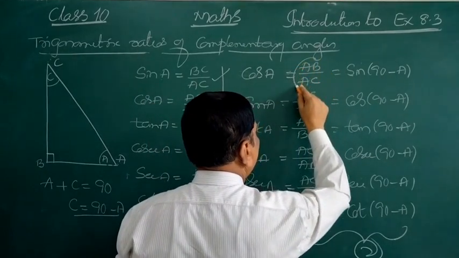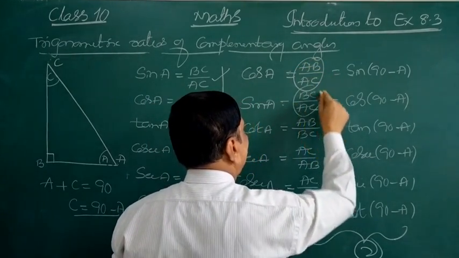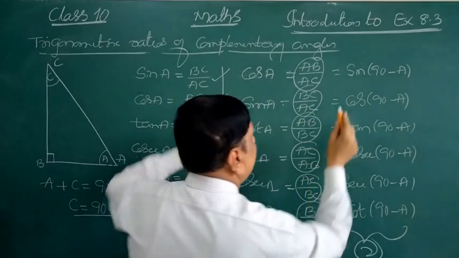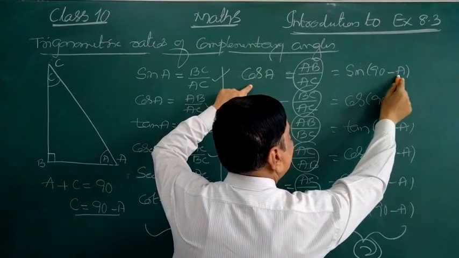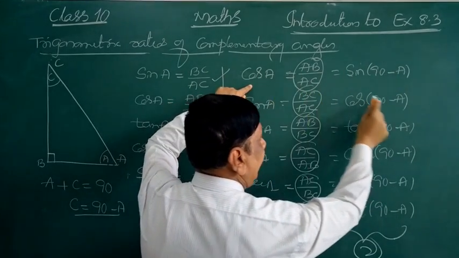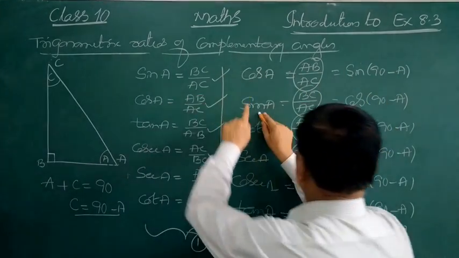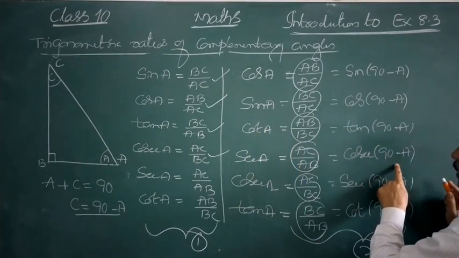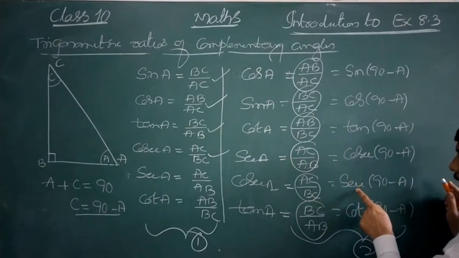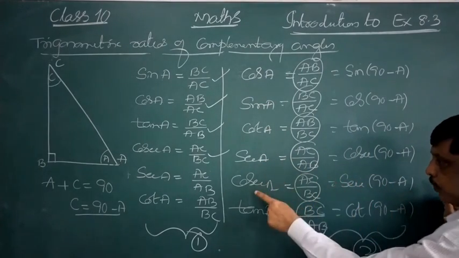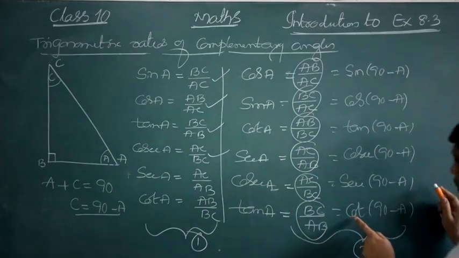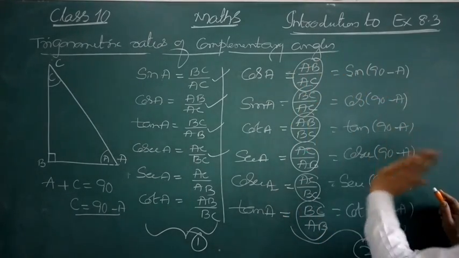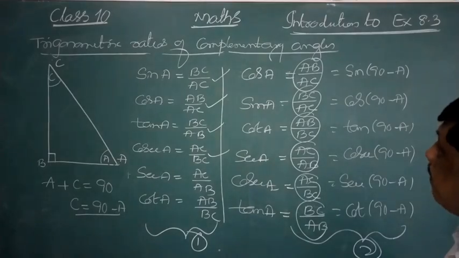For the time being, you ignore all these ratios. Then what happens here? Sine of 90 minus A equals cos A. Cos of 90 minus A equals sin A. Tan of 90 minus A equals cot A. Cosecant of 90 minus A equals secant A. Secant of 90 minus A equals cosecant A. Cot of 90 minus A equals tan A. These are said to be the trigonometric ratios of complementary angles.